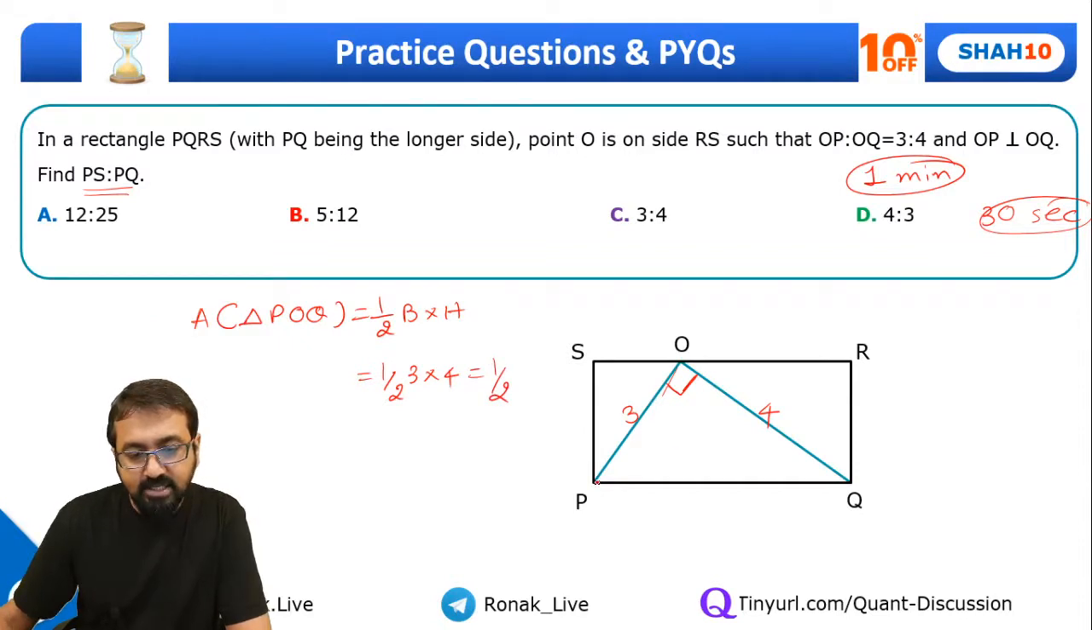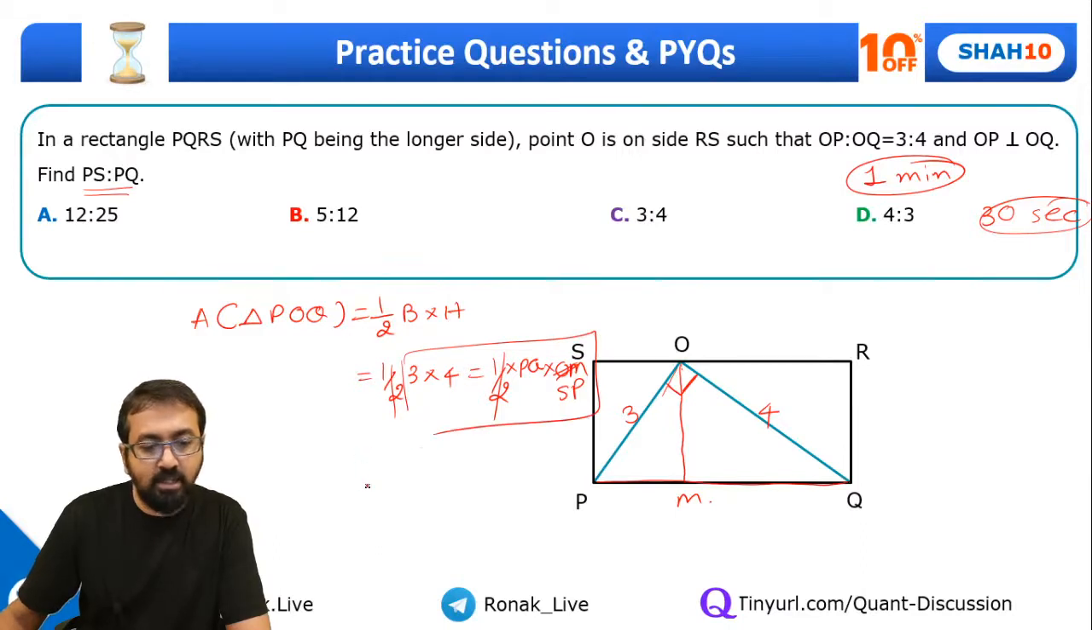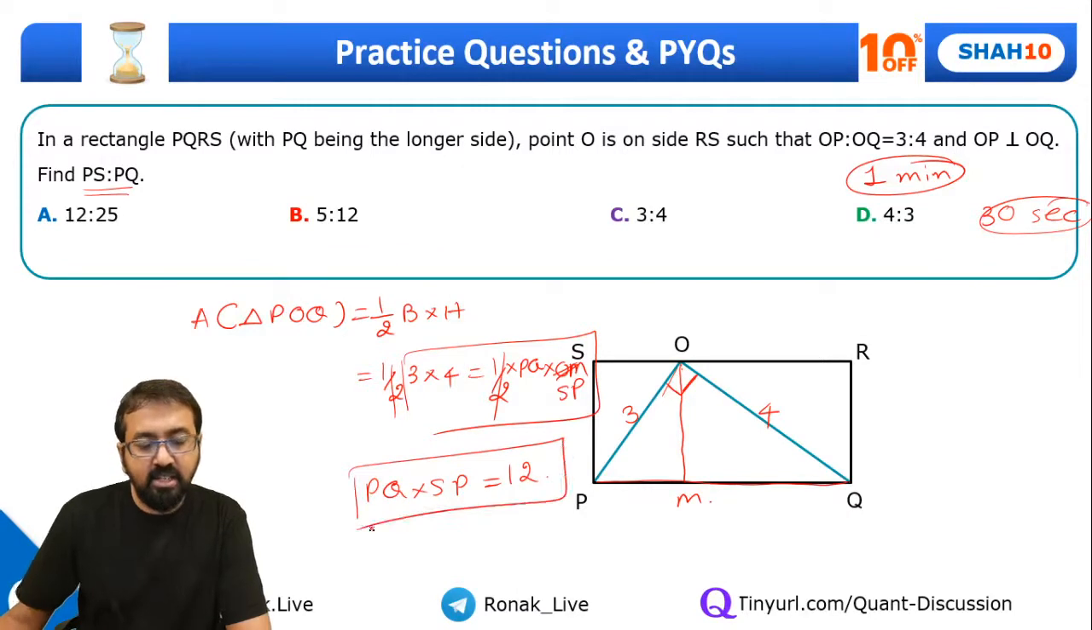If I consider this PQ as the base, so can I say perpendicular from O, say M, so OM will become height, so it can be 1/2 PQ into OM. Of course, this OM is nothing but equal to SP, so instead of OM you can also write down SP. So both of these will be same. So of course, by equating these two, I'll get PQ into SP is equal to 3 into 4, that is 12 units.